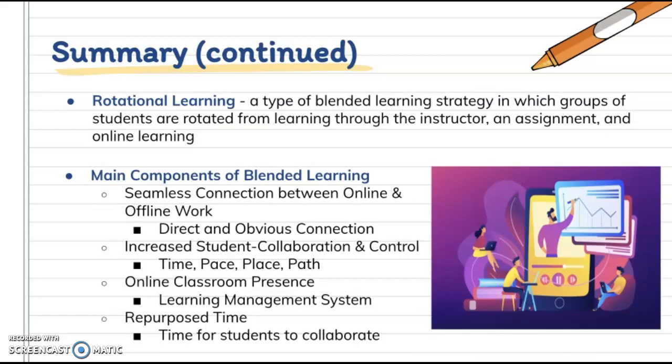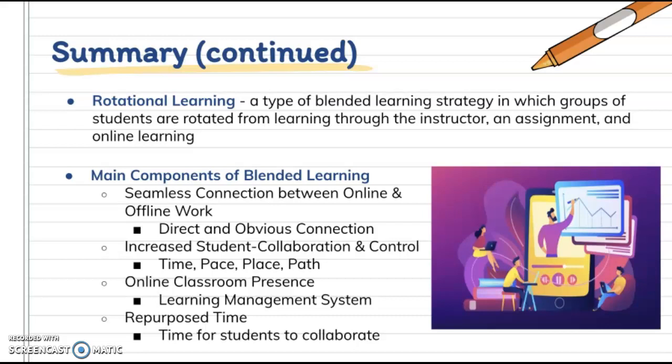So rotational learning is actually a type of blended learning strategy in which groups of students are rotated from learning through the instructor, doing an in-class assignment with their peers, and online learning. The main components of blended learning include having a seamless connection between online and offline work. Teachers must have a direct and obvious connection to the work done face-to-face.